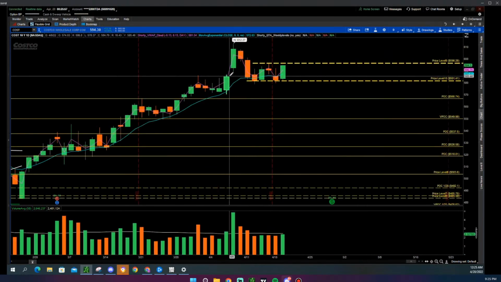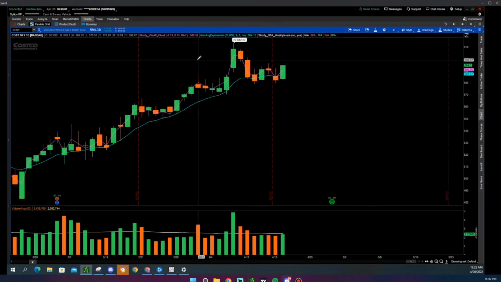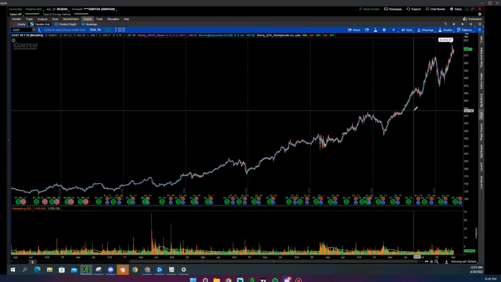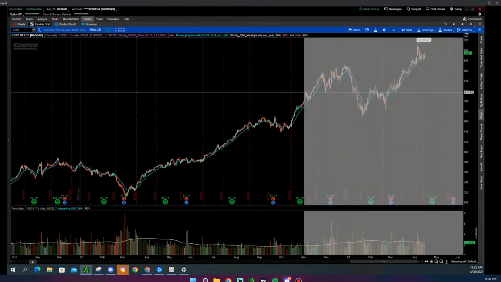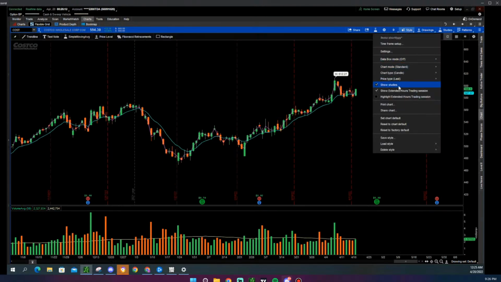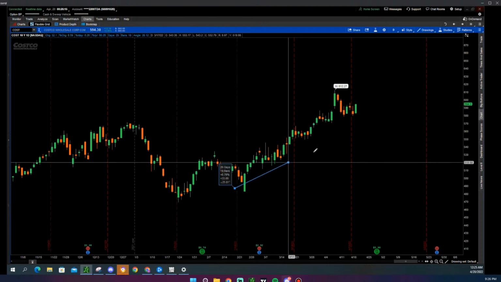Why is this thing just running? Like what? Oh my god, that's a crazy chart. That's like a penny stock. Holy fuck. Pretty bad.